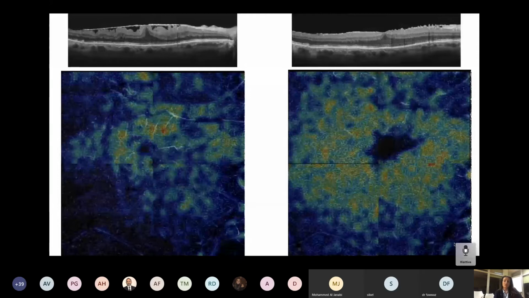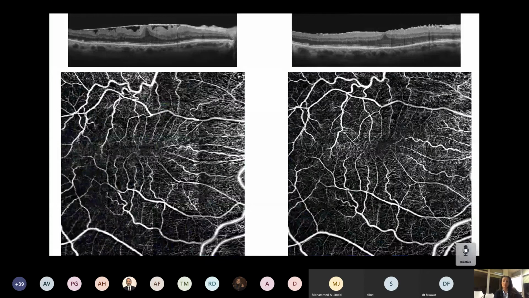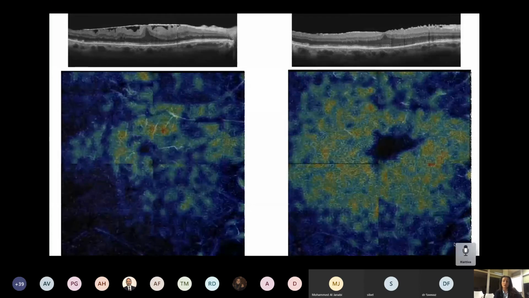As we know, OCT angiography gives us the opportunity to study vessel density. We can see this example of a panoramic reconstruction where we can see an increase of vessel density mostly in deep capillary plexus after surgery.